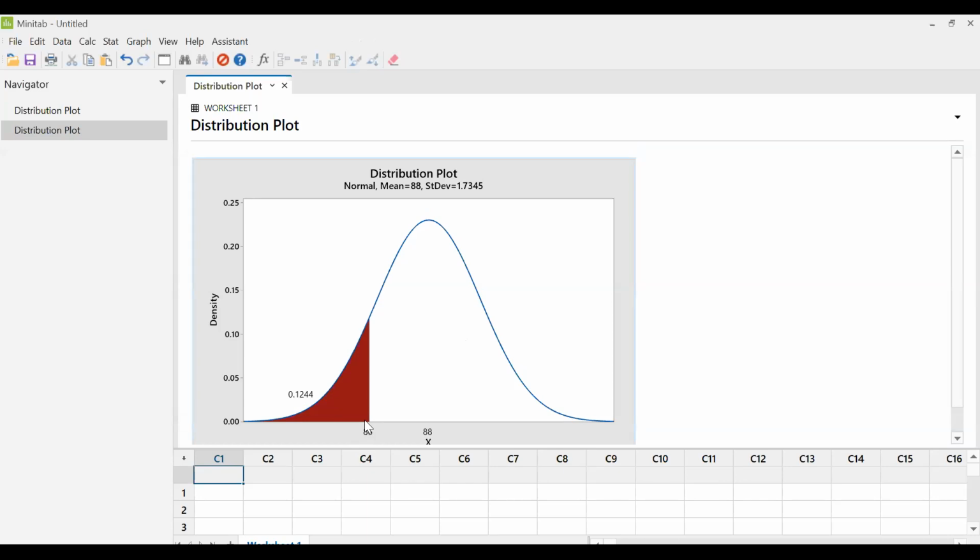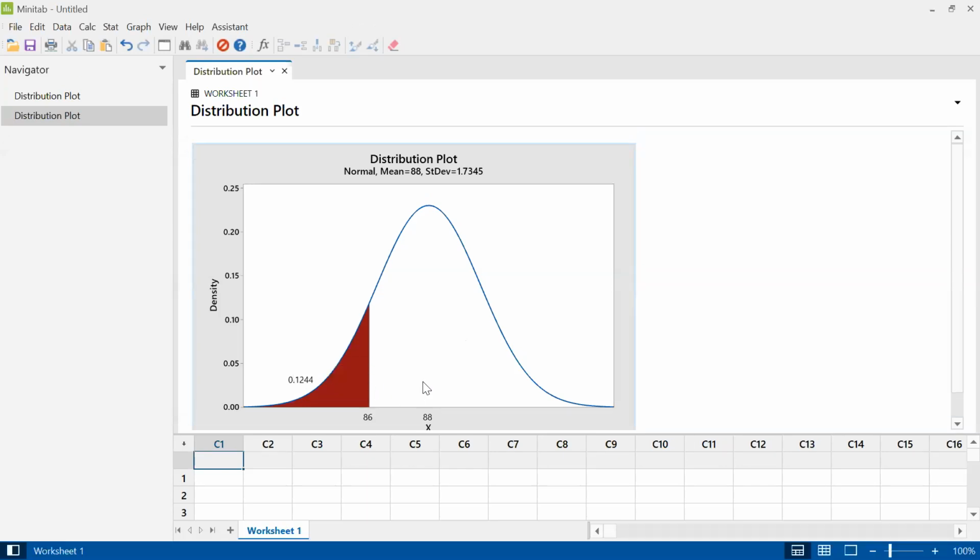So if we say under 86 is kind of like a low score for that school, there was a 12.44% chance that they scored high and a 12.44% chance that they scored low. So they sort of have an equal chance of going high or low.